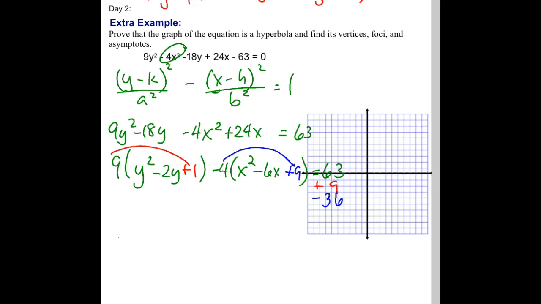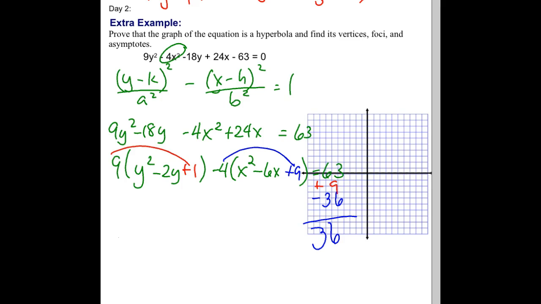Okay, so what do we have total on the other side? 63 plus 9 is 72, and then subtract the 36. We good? All right. What do we do on the left?